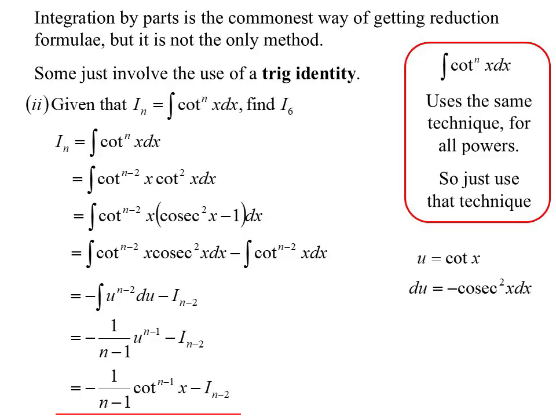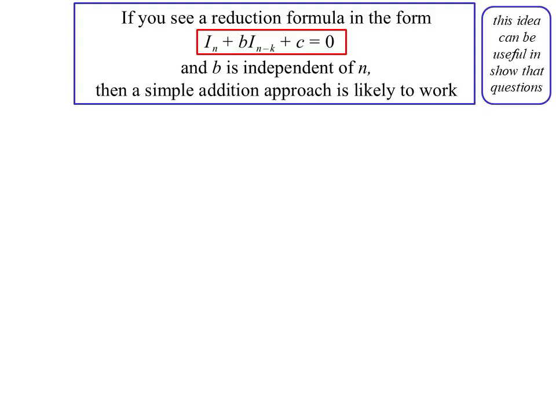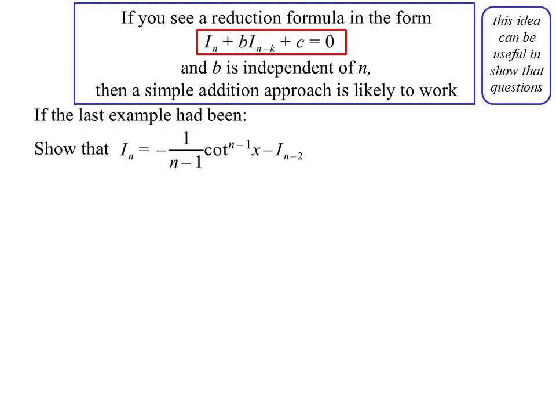Well, hang on, before I do that, keep an eye out for this. If the reduction formula ends up being something like In plus some constant times the other one, there might be plus some other one as well, then actually these formulas can be done a lot easier. It's usually when it's a "show that", so you know where you're going to and you've got to show it and you spot that. So had that last question been "show that the formula is this", and I look at it and I go, hang on, look at this.